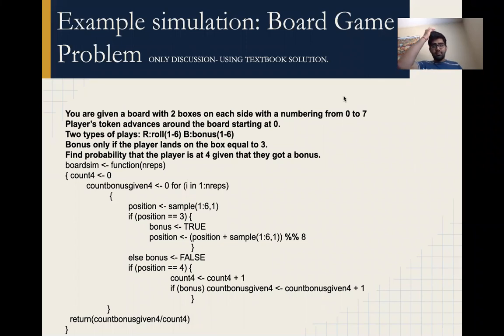Hi. So in this last part, we'll be looking at a few example simulations. I have written the question first, and then I have gone out and copied the textbook solutions here, so I'm going to discuss them.